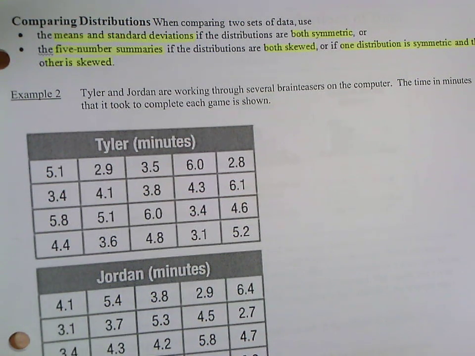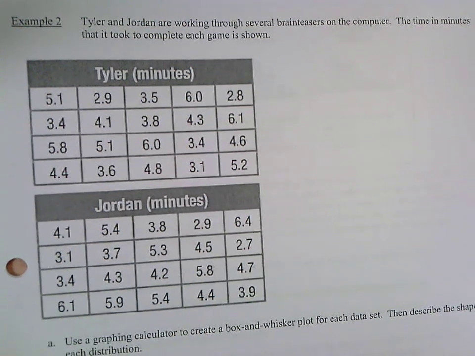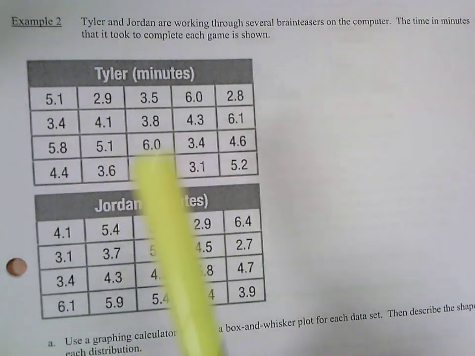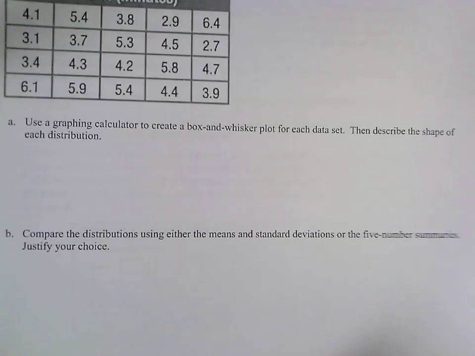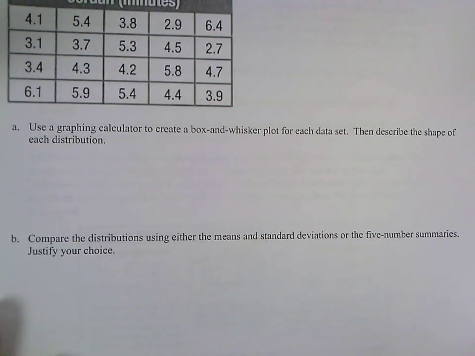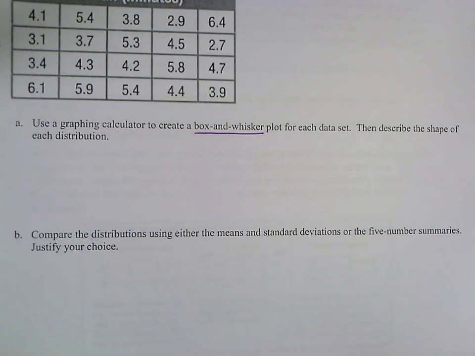So in this example, we have Tyler and Jordan, but I didn't realize that till I was working through the example with this class. They're both working through several brain teasers on the computer. The time in minutes that it took to complete each game is shown. So you have Tyler's time in minutes, you have Jordan's time in minutes. And it says to use a graphing calculator to create a box and whisker plot for each data set and describe the distribution of both.